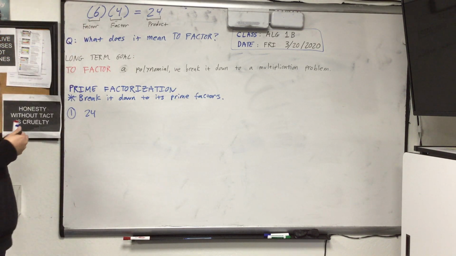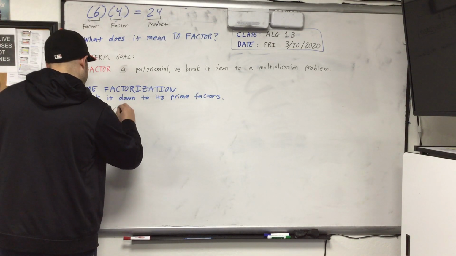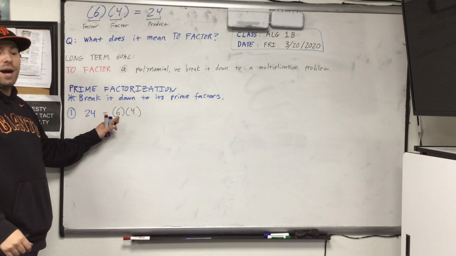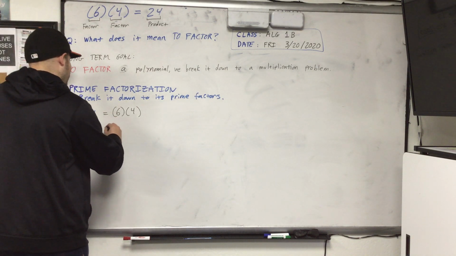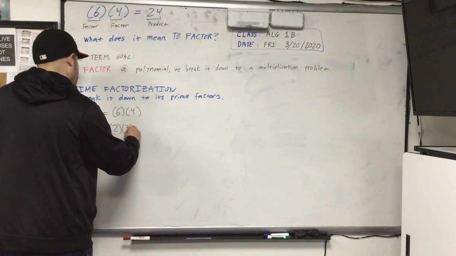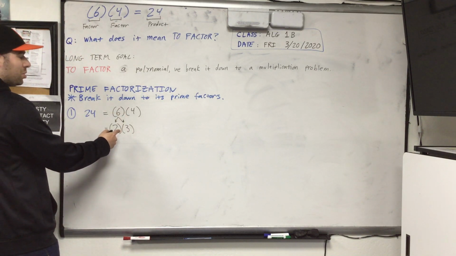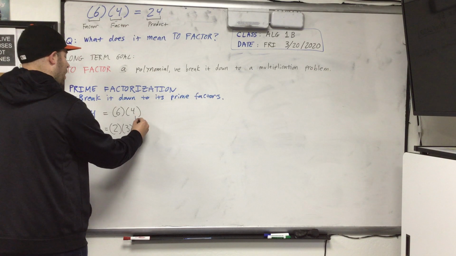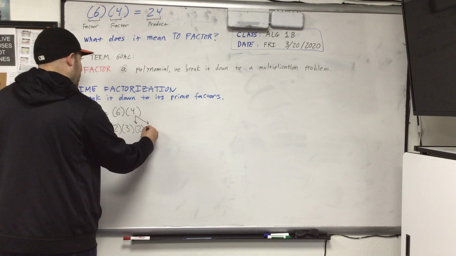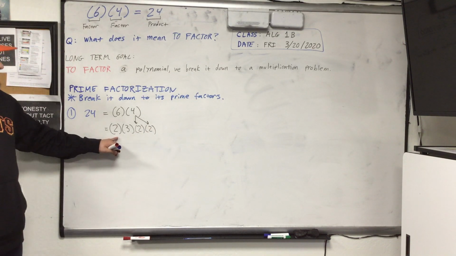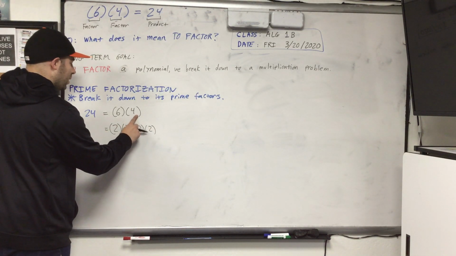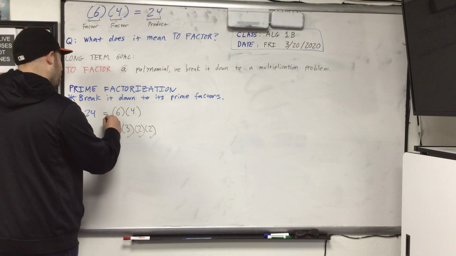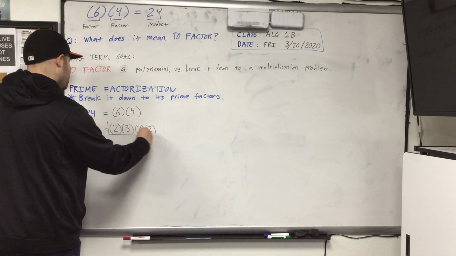I can break down 24 into 6 times 4. So 6 times 4 can be broken down even further because 6 is a composite number. 6 is not prime. I'm going to break this down into 2 times 3. So 6 is broken down into 2 times 3. I'm going to break down 4 because 4 is a composite number. I'm going to break this down into 2 times 2. Luckily, now in the next step, we've got 2 times 3 times 2 times 2. 2's prime, 3's prime, 2's prime, and 2's prime. So this whole thing is broken down into its primes.